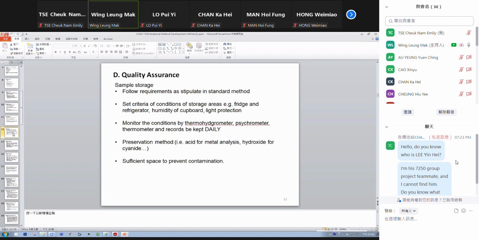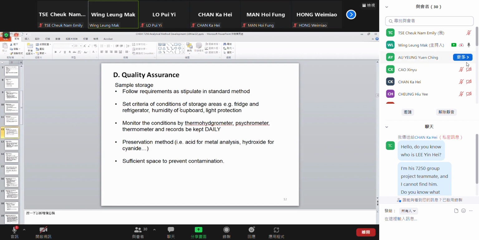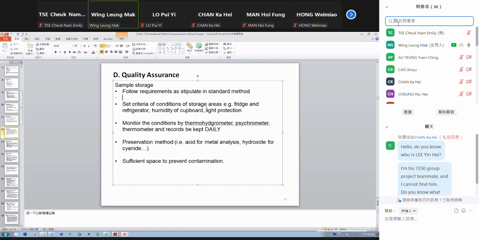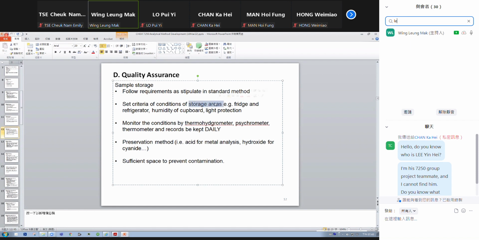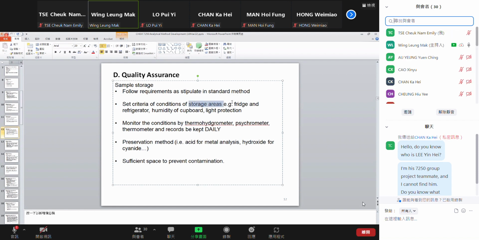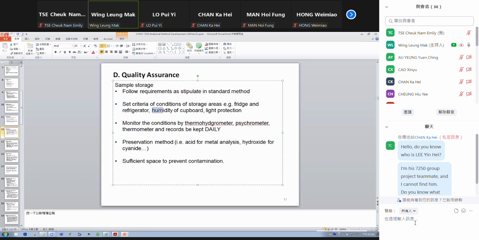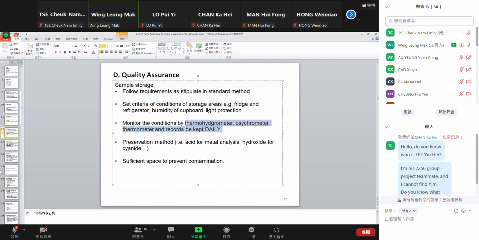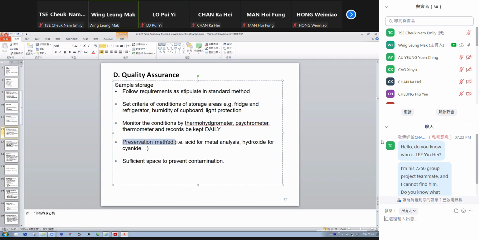Next, sample storage, which I think is very similar to the temperature control. The storage area temperature, the fridge temperature, and humidity may affect the performance, especially for the moisture determination. Keep the daily record to ensure there is no change. And how to preserve the method.